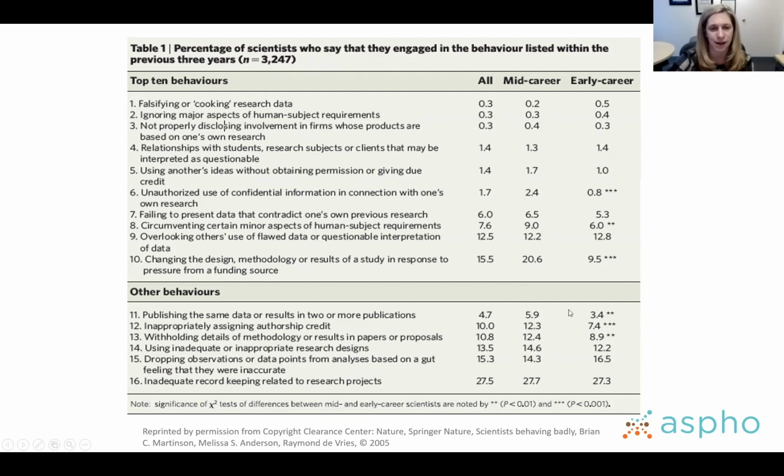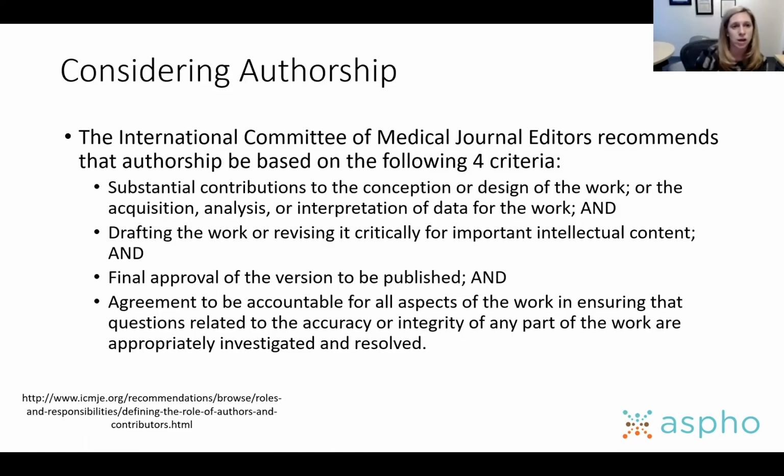They're out there, and they're important to recognize as we move forward in our own careers. I want to talk a second about authorship, because this can get controversial.